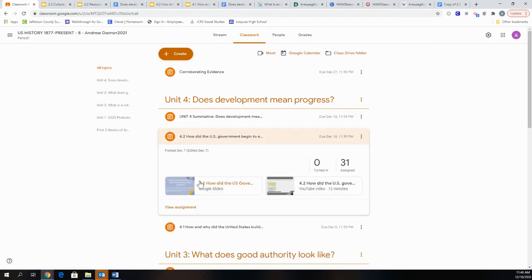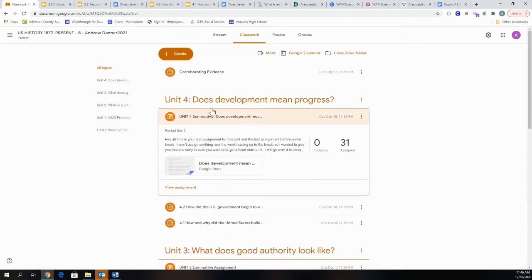And then we looked at how the government began to exploit or take advantage of the indigenous people that lived on the land where the railroad went. There's a lot of very negative stuff of how the U.S. government acted during that time. The whole purpose of this was to look at this idea of, does development mean progress? Which is really what I'm asking: as the country grew and expanded, was the country getting better?